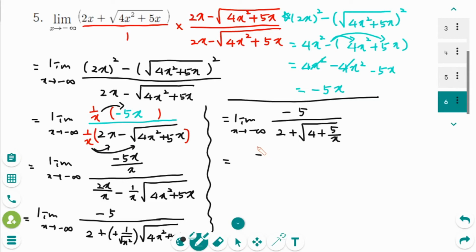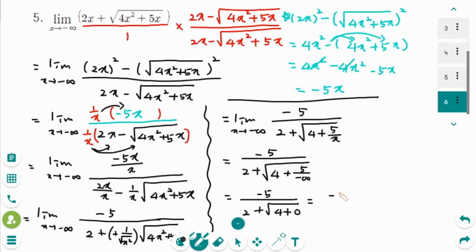Then put minus infinity into x. Minus 5 over 2 plus square root of 4 plus 0. So minus 5 over 2 plus square root of 4, which is 2. Then the final answer is minus 5 over 4.